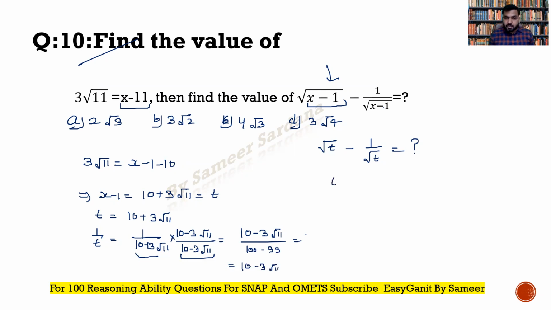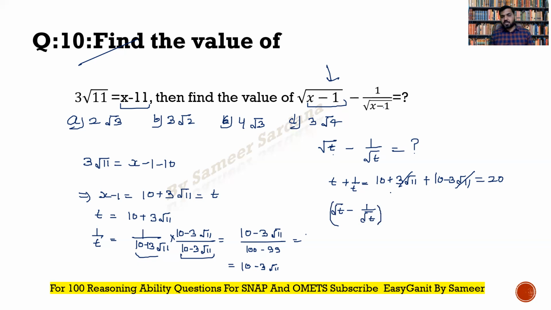Now we get to know that t plus 1 upon t will be equal to 10 plus 3 root 11 plus 10 minus 3 root 11. This gets cancelled, and this will be equal to 20. Now this is t plus 1 upon t. But what we are supposed to find out is root t minus 1 upon root t. Now you see this, guys. This is what I'm supposed to find out.